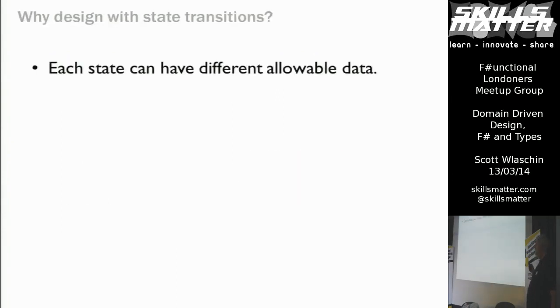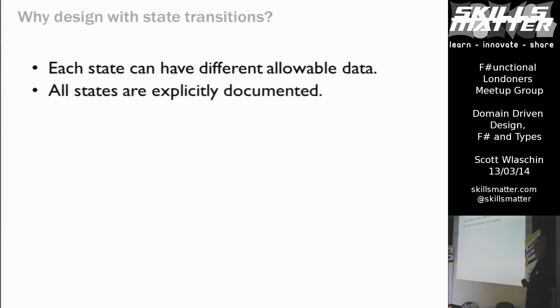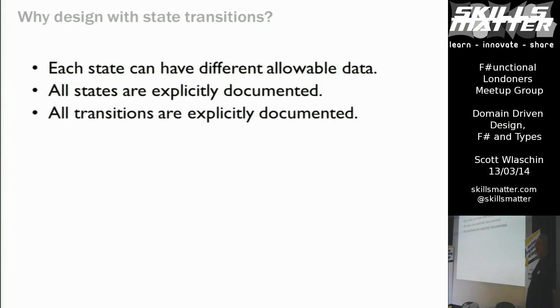So why design with state transitions? Because each state can have different data, like we saw with the paid cart and the unpaid cart. All the states are explicitly documented. This is what I like most of all, because when you're writing shopping cart stuff, you would not normally have an empty cart as a special type. The amount of times I've seen that in real life code is never, basically. But if you're doing it in a functional way, it's really obvious. It comes out naturally.